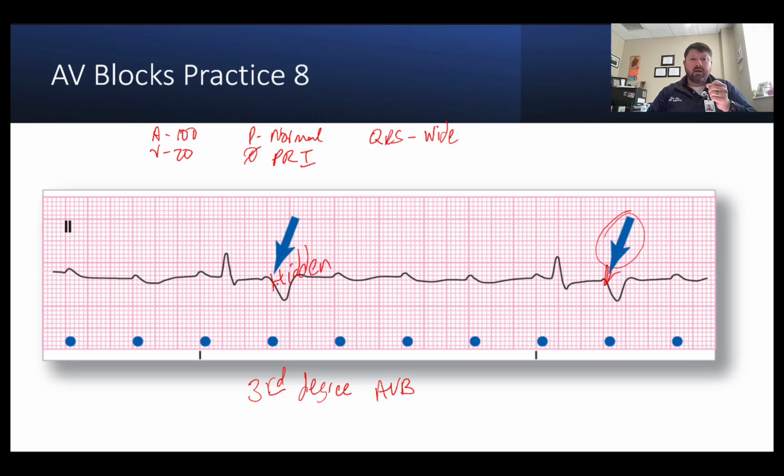There's no PRI, there's no relationship there. The atria is being paced by its own pacemaker, and the ventricles are being paced by their own pacemaker, and the block is complete at the AV node.